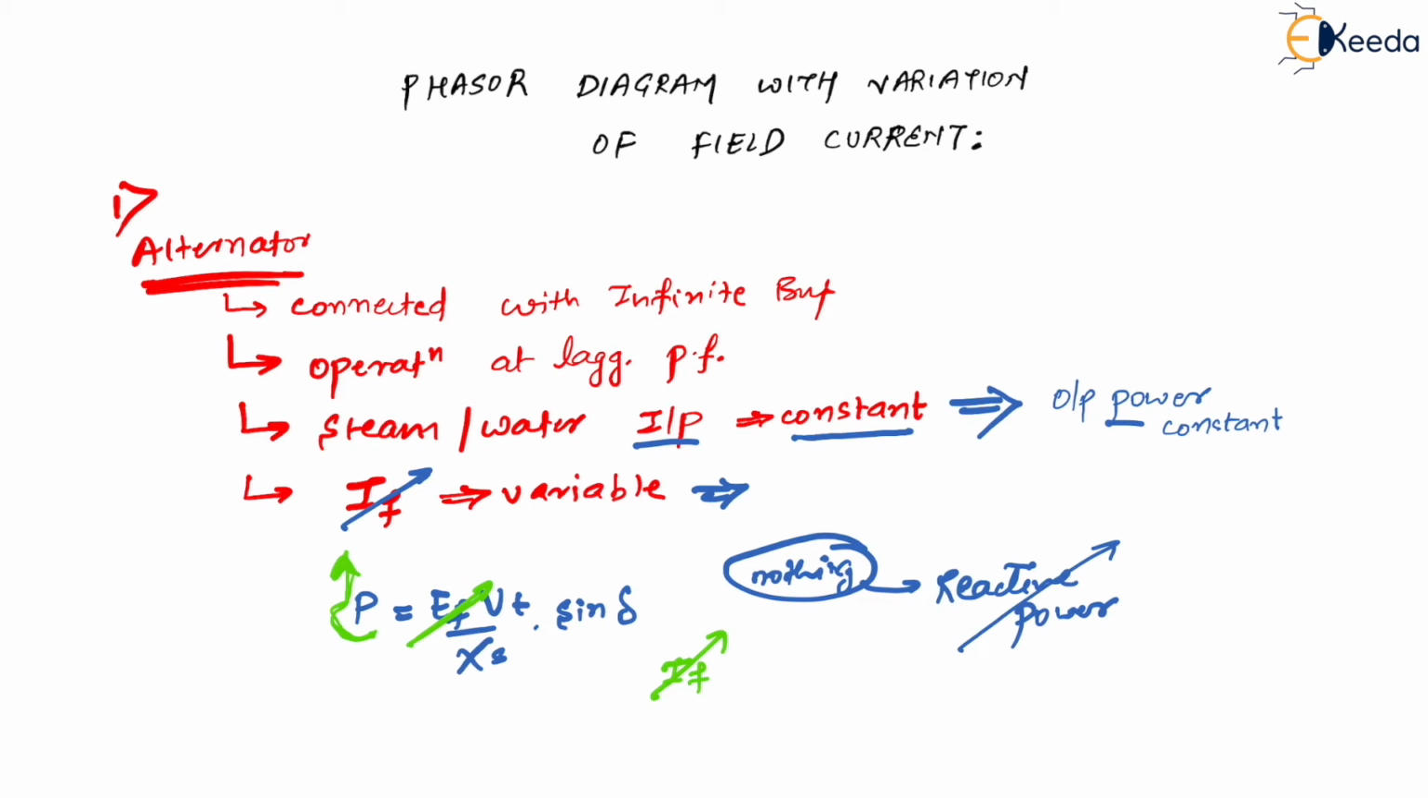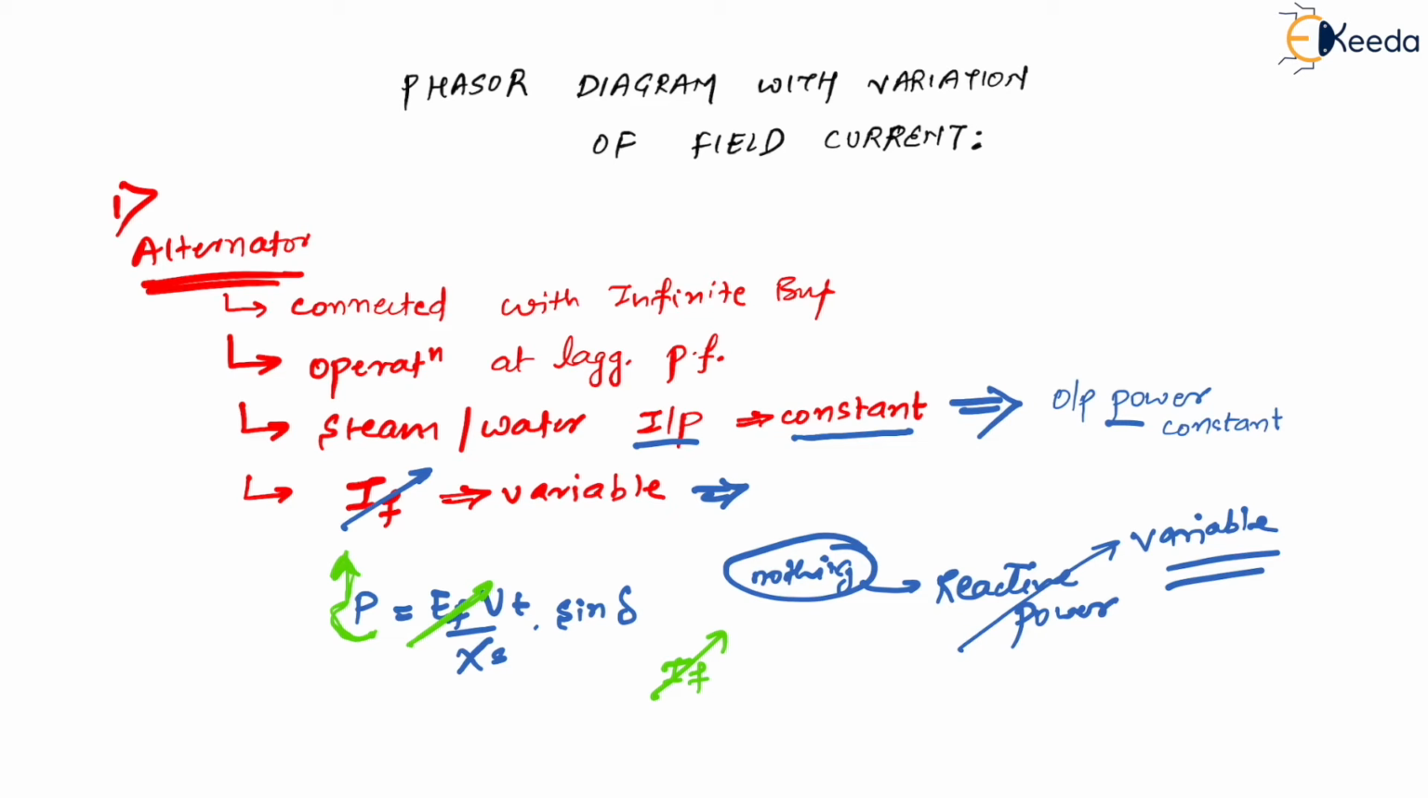Because of which output power is also constant, output active power is constant. And we have seen that since your If is variable, there will be something which will change, that is nothing but the reactive power. So I can say that reactive power is variable. Correct or not? Yes, sir. No problem. We have understood this.